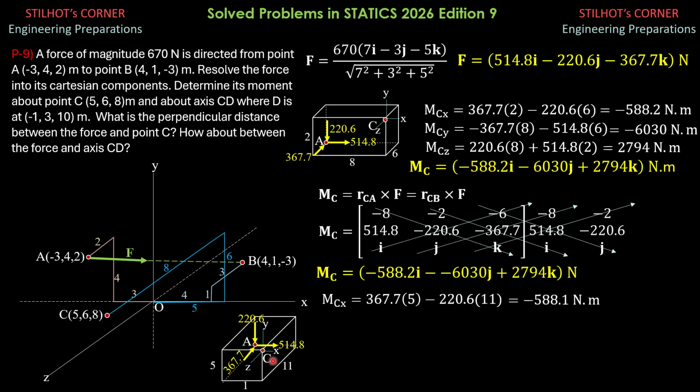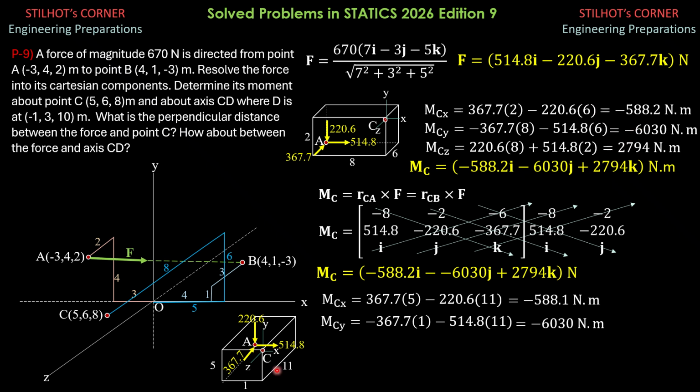Then MCy, this is the y-axis, positive sense would be in that direction. We consider only 367.7 and 514.8. So moment of 367.7 is negative, as well as 514.8. If you look at the top view, both would be clockwise about Cy for these components. So MCy is negative 367.7 times 1, then negative 514.8 times 11. So simplifying, that's also negative 6,030 Newton meter, which is the same as that.